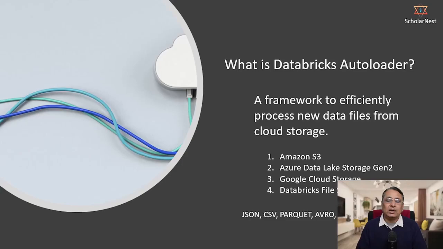Autoloader is built on top of the Spark Structured Streaming framework. So implicitly, Autoloader is capable of consuming data from cloud storage in an incremental way. We can use Autoloader for incremental data ingestion from cloud storage.